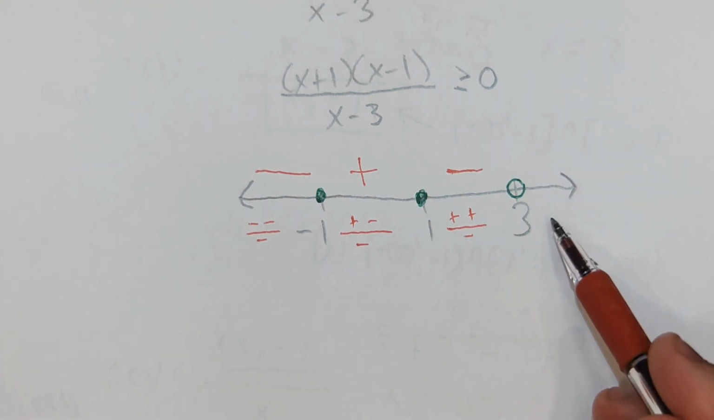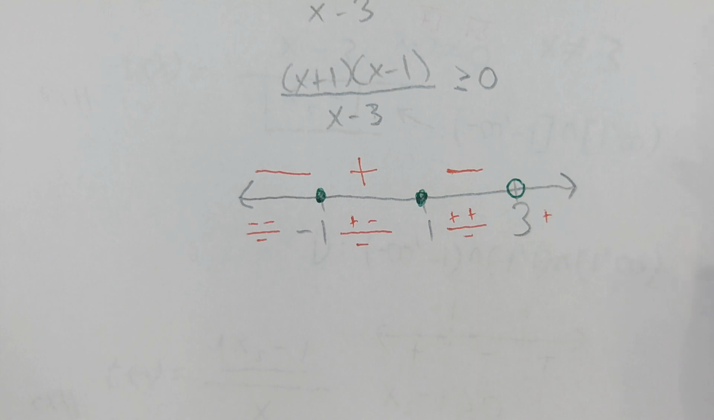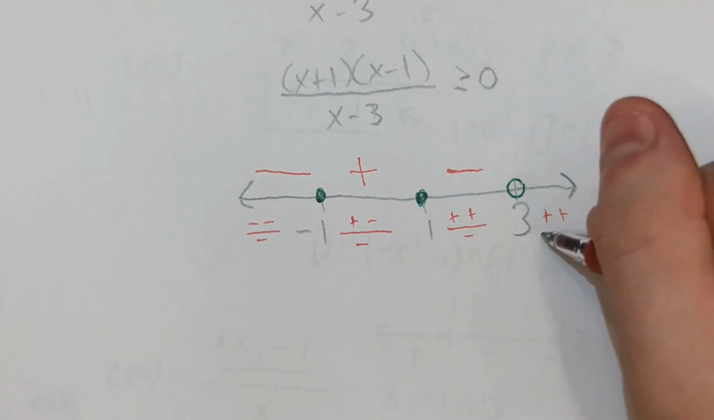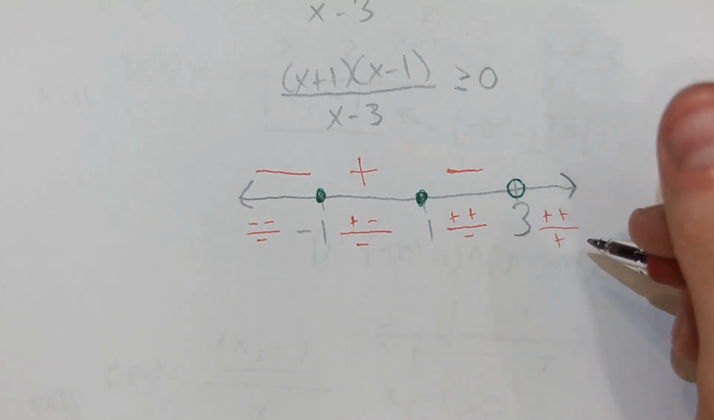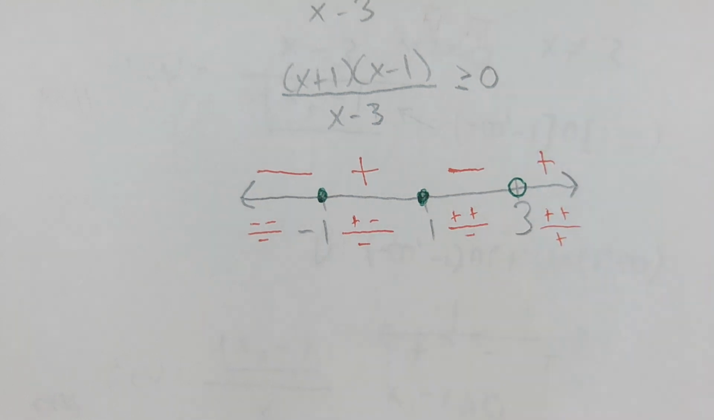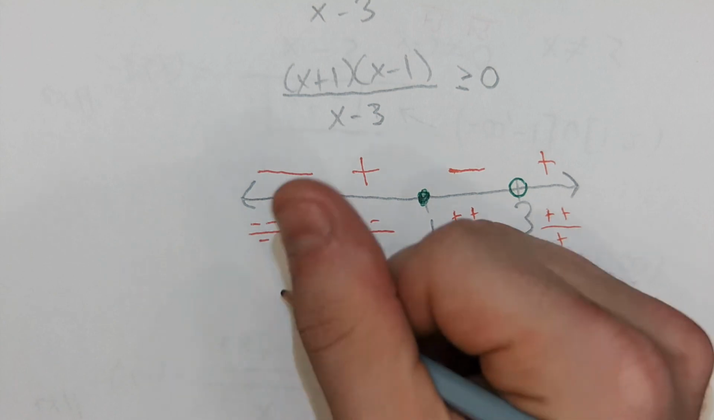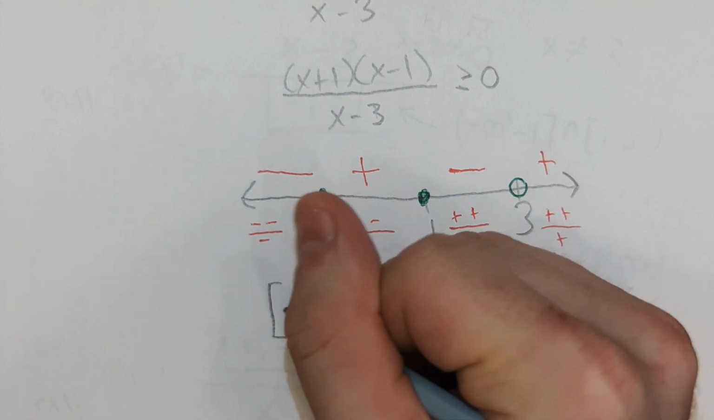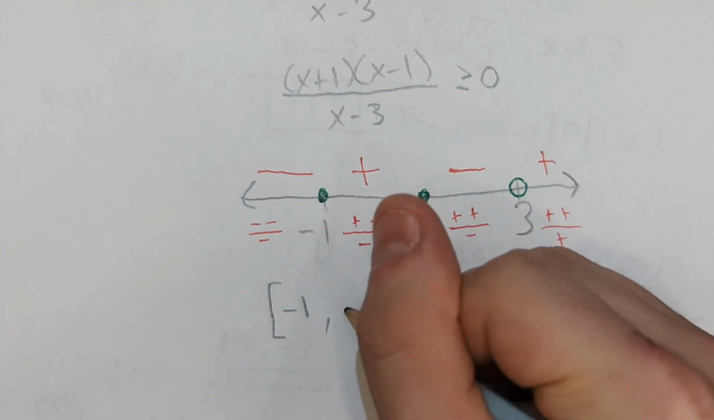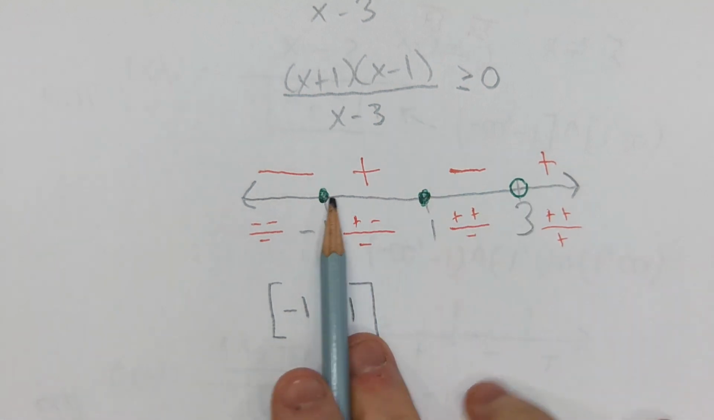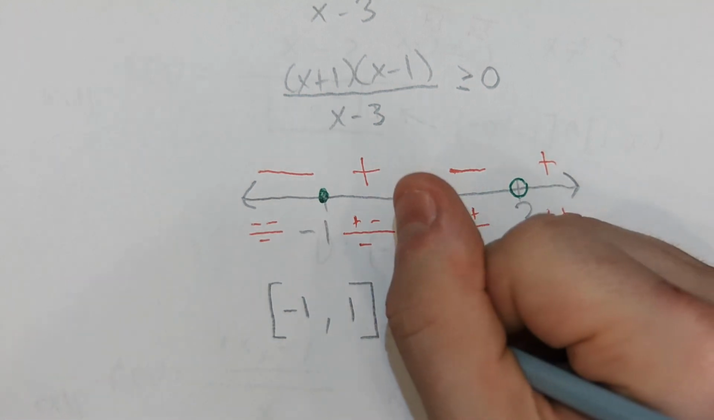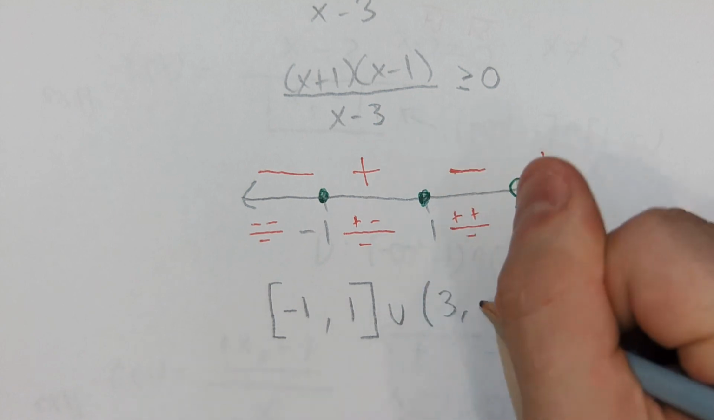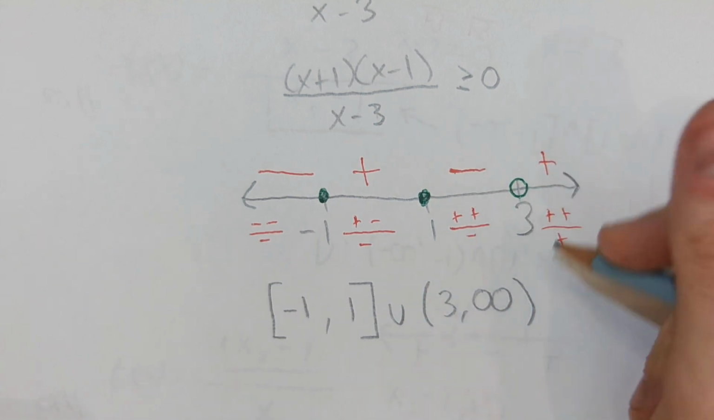Let's grab a number over here like 4. 4 plus 1 is positive. 4 minus 1 is positive. 4 minus 3 is positive. Of course, if they're all positive, everything is positive. So remember, zeros were allowed. Negative values overall were not. So our overall domain is -1 to +1, inclusive because 0 was allowed. And then from 3 to infinity.